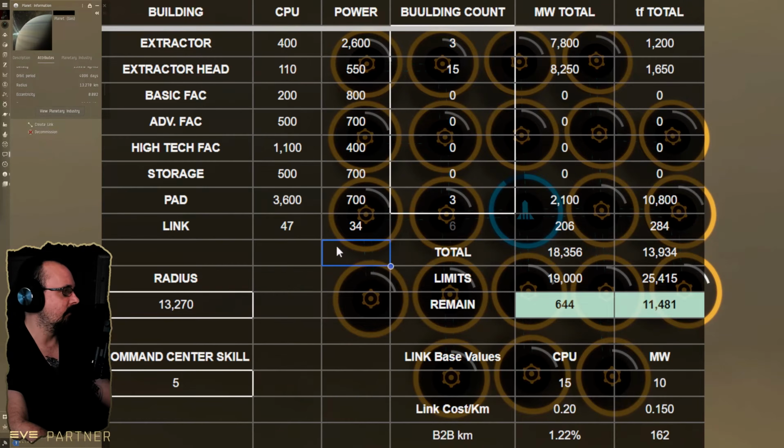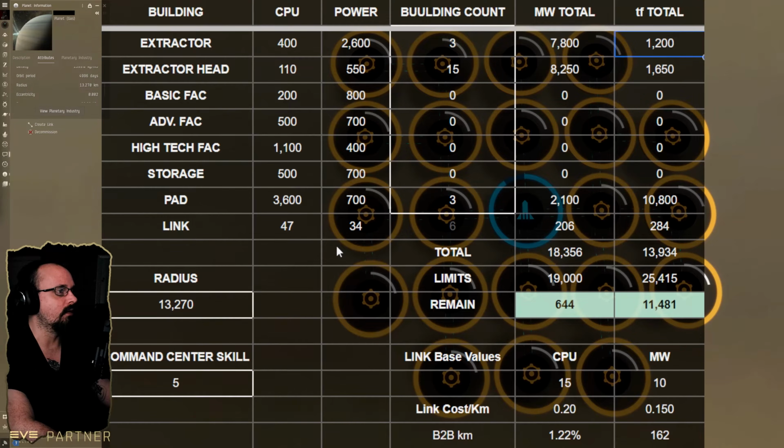Now, getting all this information, if you want to build your own spreadsheet, is pretty easy. First, you have to know all of the actual requirements: each extractor's CPU and power, or all the buildings, this is all their CPU base, and then all the power base.